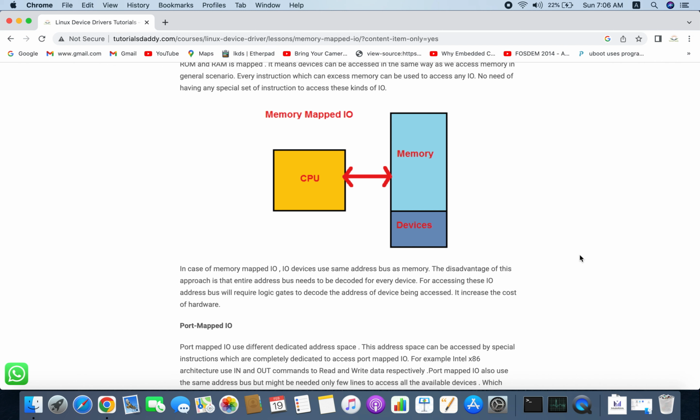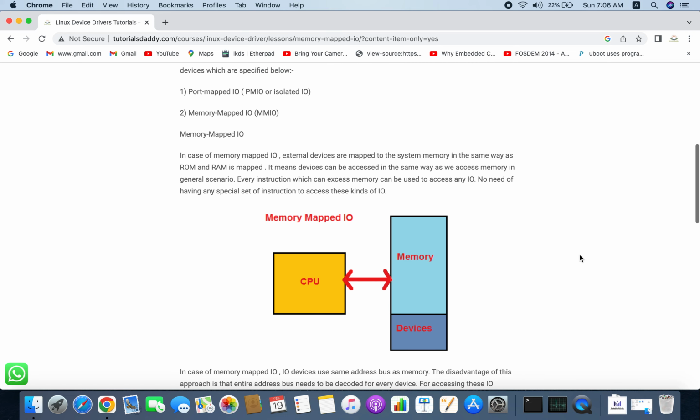Memory mapped I/O versus port mapped I/O. So to access the devices, our CPU needs a mechanism to access all the devices and to transmit the data between the devices and the memory. So we have two approaches. One is memory mapped I/O, another is I/O port mapped I/O.